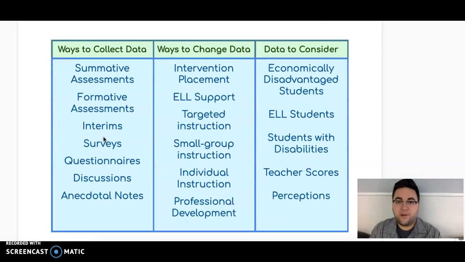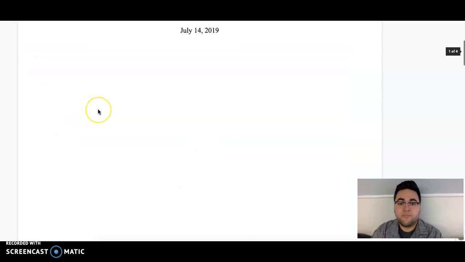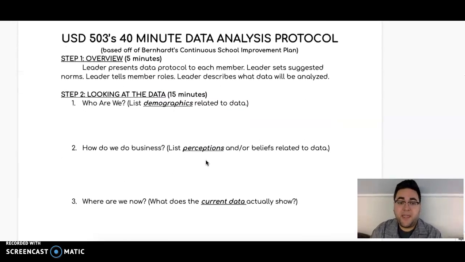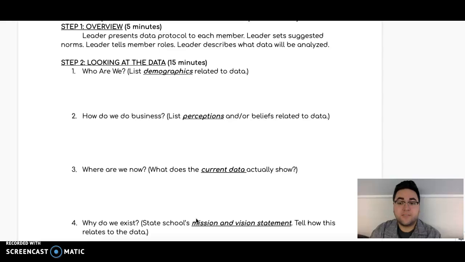And here's my graphic organizer, also at the bottom. It gives some examples of ways to collect data, ways to change data, and different data points to consider. This could be adapted to work with any type of subject, or any type of people could work on this. It doesn't matter the grade, it doesn't matter the specific subjects or areas. Like I said, this course mentioned Bernhardt a lot, and that's why I wanted to take the big idea of using her continuous school improvement plan questions as mine.